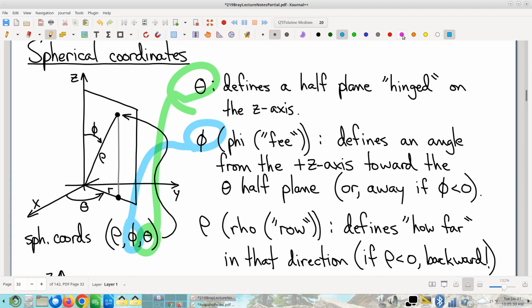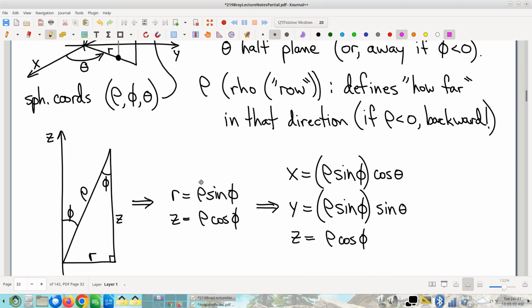And then, only once those two are defined or chosen, do you have a direction that tells you how far rho to go in that direction. So you end up defining them sort of right to left. It's a little bit weird, but anyway. So these are the spherical coordinates, and we did some examples last time.